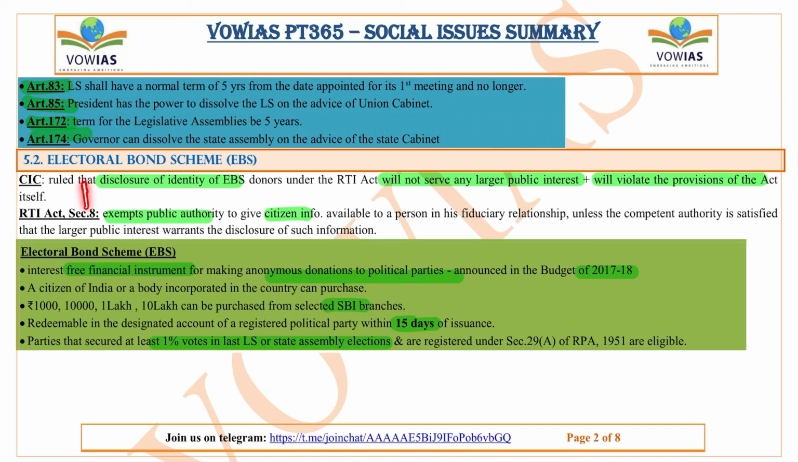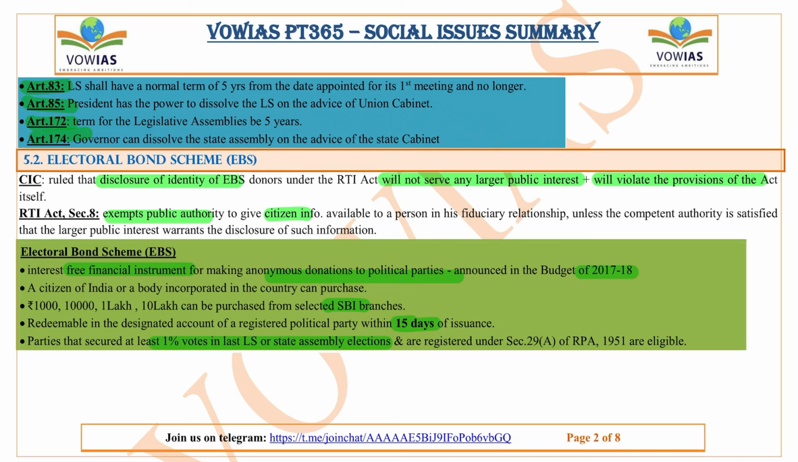So remember this Section 8, this is important, you can even use this in your mains answer writing. It exempts the public authority from giving information to citizens, based on various grounds, because some information might be related to privacy, or to the country's security, etc. So Section 8 exempts the public authority from giving citizens information available to a person in his fiduciary relationship, unless the competent authority is satisfied that the larger public interest warrants the disclosure of such information.